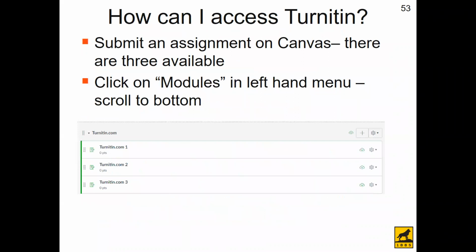It's on Canvas. You'll click on the modules in the left-hand menu of the graduate candidates course. So there's a graduate candidates course that each student is enrolled in. And in that course, you click on the modules to find it. And there's 3 Turnitin.com assignments. They're labeled 1, 2, 3.